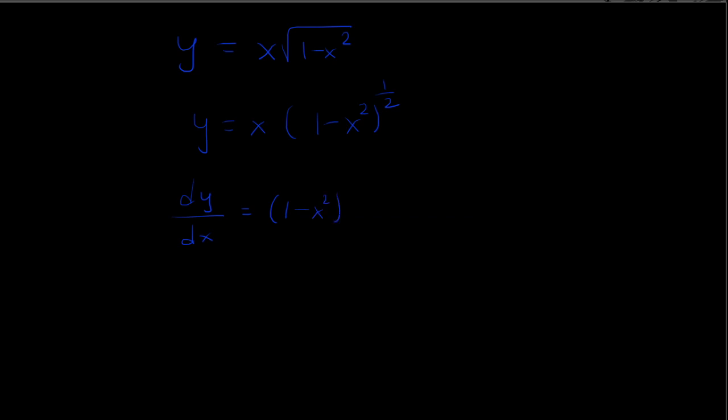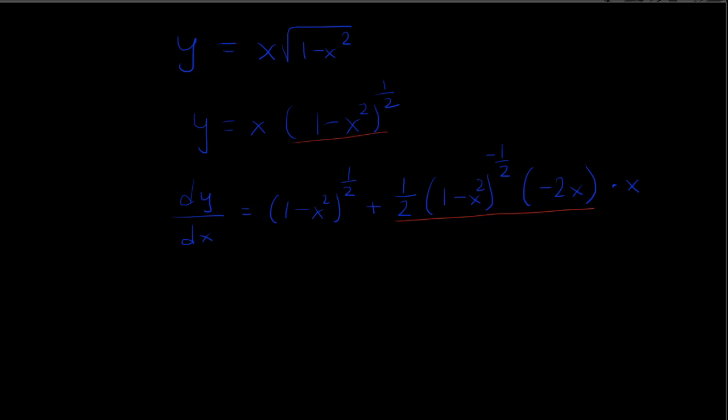And then times 1 minus x squared to the 1/2 power, plus I want to take the derivative of 1 minus x squared to the 1/2 power. So I'm going to bring down the exponent, keep the inside the same, subtract 1 in the exponent, and then multiply by the derivative of the inside. So this whole thing is the derivative of 1 minus x squared to the 1/2 power. And then I'm going to multiply it by x.